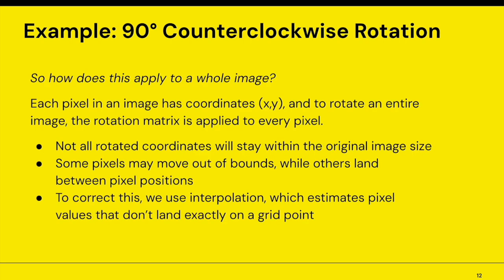So how does this apply to a whole image? Well, each pixel in an image has the coordinates x and y, and to rotate an entire image, the rotation matrix is applied to every single pixel. It's important to note that not all rotated coordinates will stay within the original image size. Also, some pixels may move out of bounds while others land between pixel positions. To correct this, we use interpolation, which estimates pixel values that don't land exactly on a grid point.